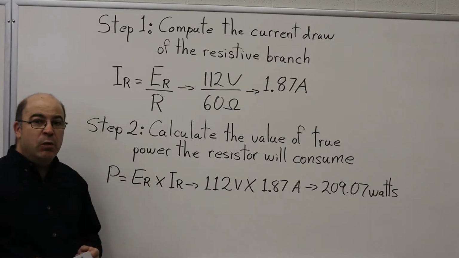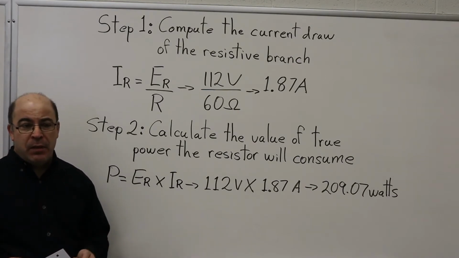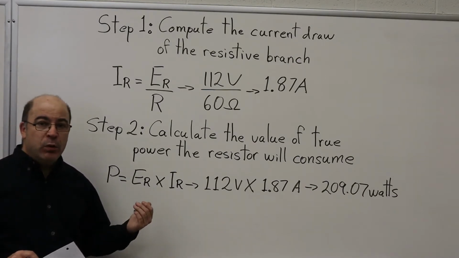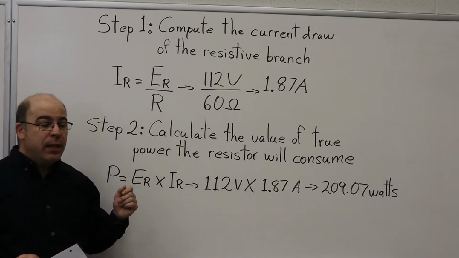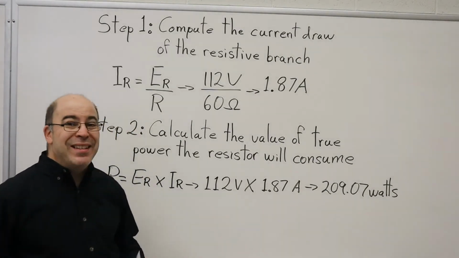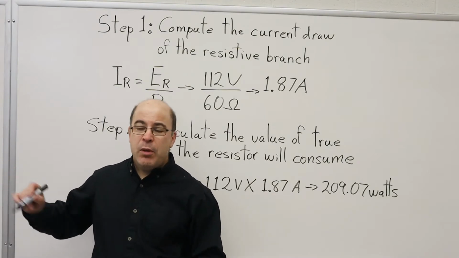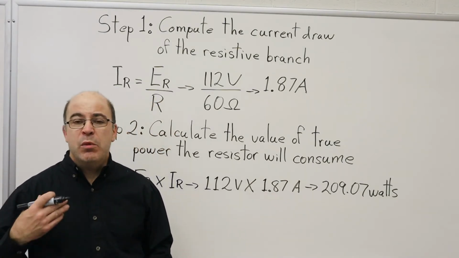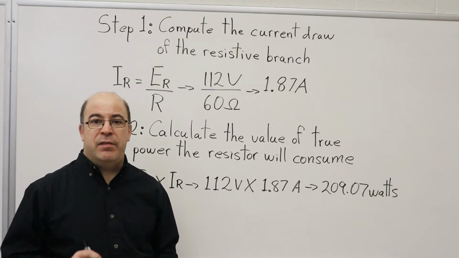We're using Ohm's law again. P is equal to E multiplied by I, or the voltage multiplied by the current value, which was just calculated, and we get, as a result, 209.07 watts. Now, I'm going to proceed to go and put this on the chart, and then we're going to move forward and start solving for the missing values of the inductive branch.